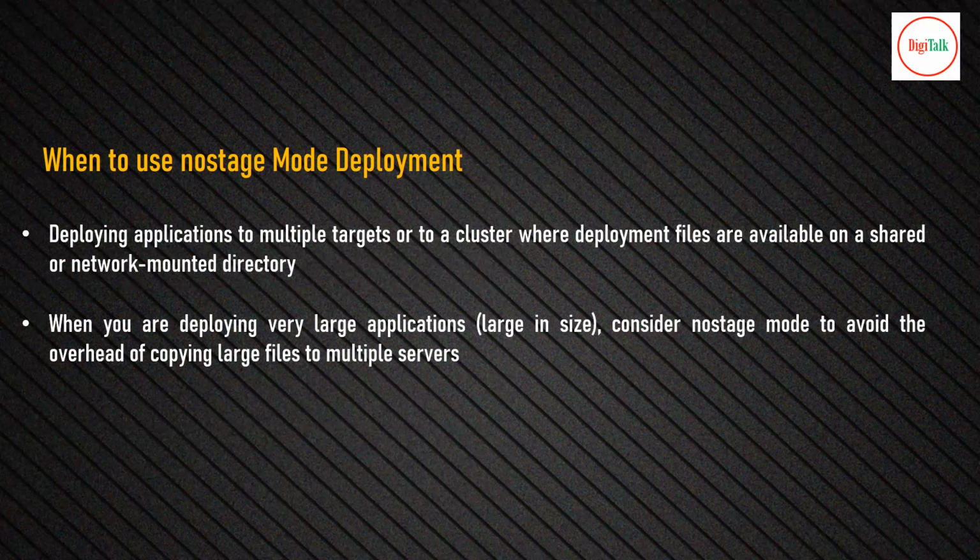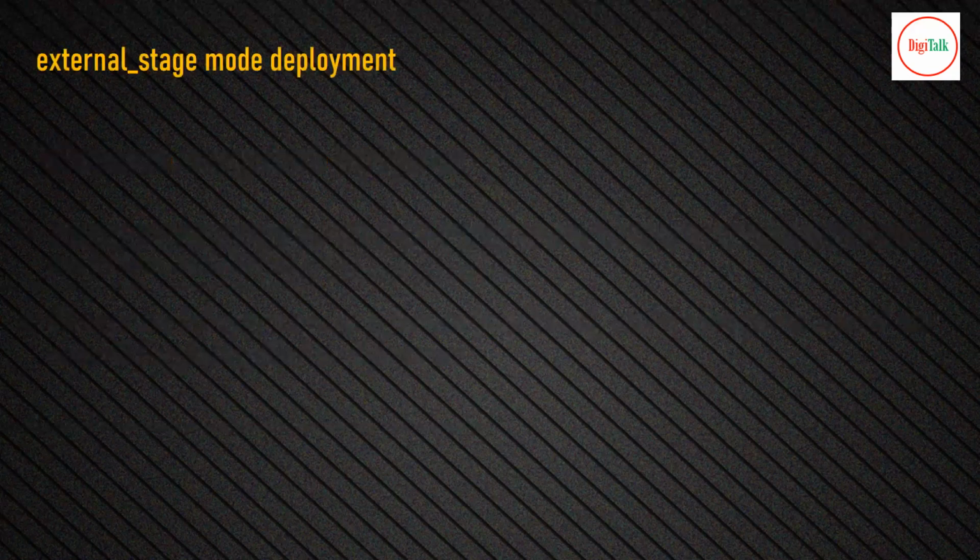When you're deploying very large applications, that means large in size, consider the no stage option to avoid the overhead of copying a large file to multiple servers. Because in stage mode, your files get copied to the staging directory of each and every managed server. But if your code file is very large, then to avoid any kind of delay in the deployment, you copy the file to a shared location and deploy from the shared location.